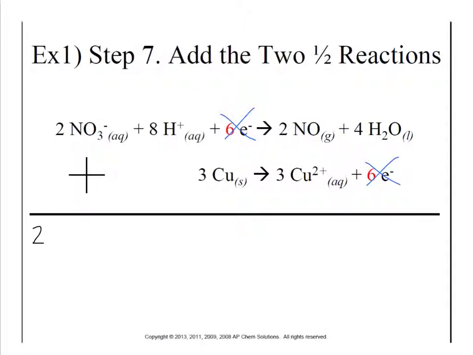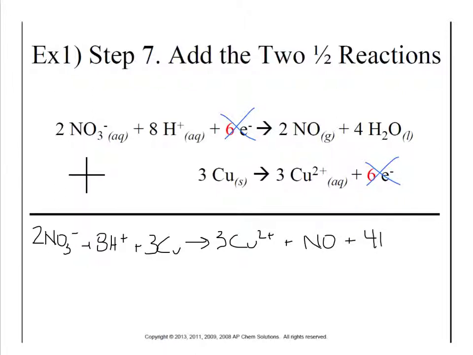So that means there's 2 nitrates, 2 NO3 minus, plus 8 H pluses. So there's our nitric acid stuff going on. And it's reacting with 3 coppers and turning into 3 Cu2 plus, the nitric oxide, plus 4 waters.